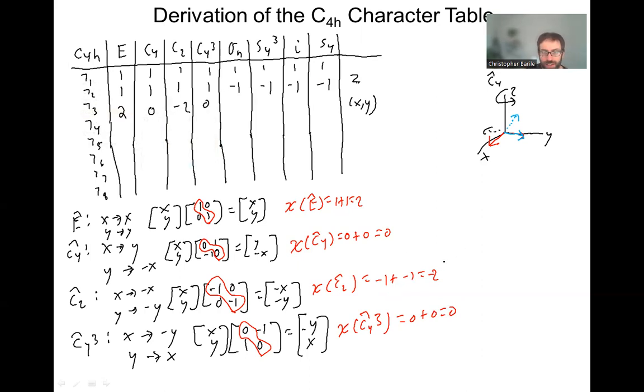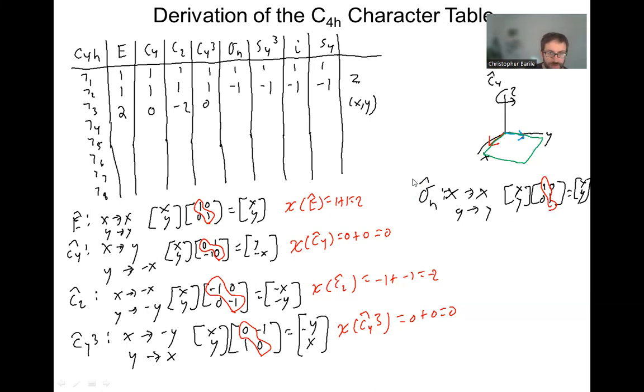Okay? What about sigma h? Well, sigma h, I'm going to erase some of our notes here. Sigma h is a mirror plane in the xy plane. And so if you have a vector in that plane, it's in the plane, so it's not going to do anything. So that's going to be just like identity. Sigma h, x goes to x, y goes to y. And so we have the identity matrix. So we take the trace of that, and that's going to be equal to 2.